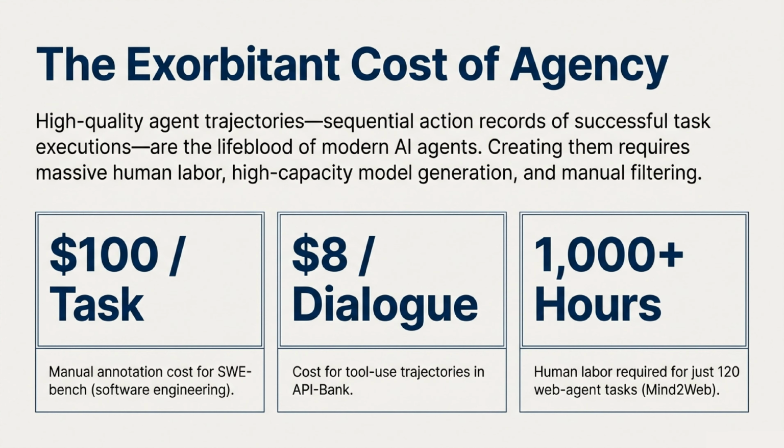To understand why this is so critical, we first need to look at the exorbitant cost of agency. High-quality agent trajectories, which are sequential action records of successful task executions, are the lifeblood of modern AI agents. But creating them requires massive human labor, high-capacity model generation, and manual filtering. For example, manual annotation for software engineering can cost $100 per task, and creating just 120 web agent tasks requires over 1,000 hours of human labor.